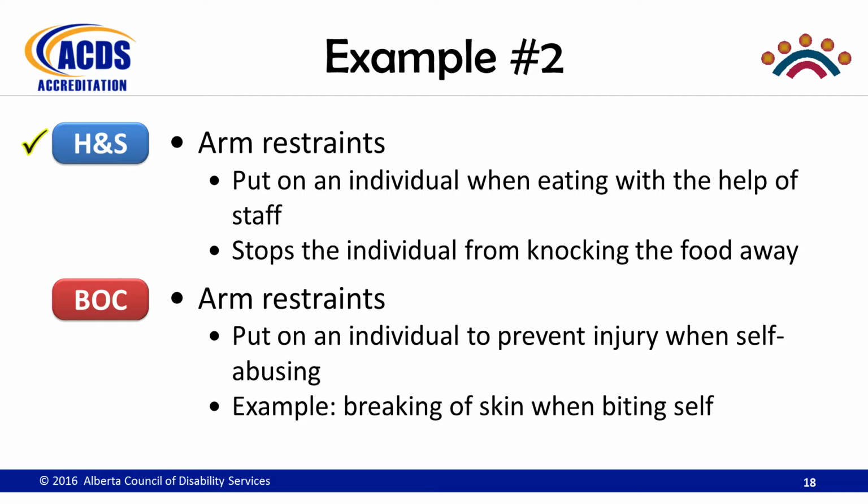If the reason for the restraint is to stop the individual from knocking food away when the staff is feeding them due to uncontrolled movement, this falls under the health and safety category. If the arm restraints are used to prevent injury due to self-abuse, then it is for a behavior of concern and would fall under that category. If you are unsure, follow the guidelines of the behavior of concern category.